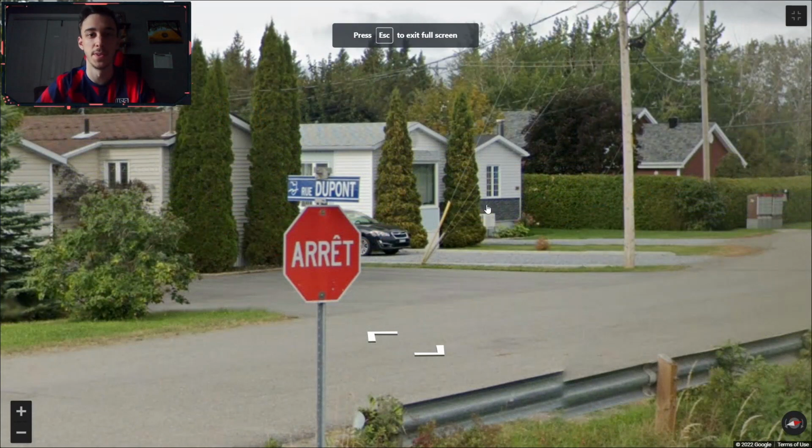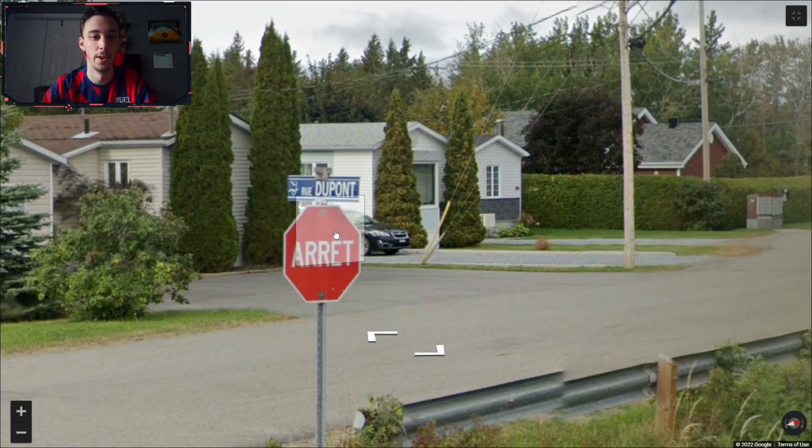Now right here, one of the tips that I have down here is more of a region hint. This stop sign right here that says arrête, I'm not sure if I'm pronouncing that right, but it's a French stop sign, because in Quebec they speak French Canadian. So this stop sign says arrête on it. You will only see that in Quebec. So if you see it, you can definitely region guess Quebec there.